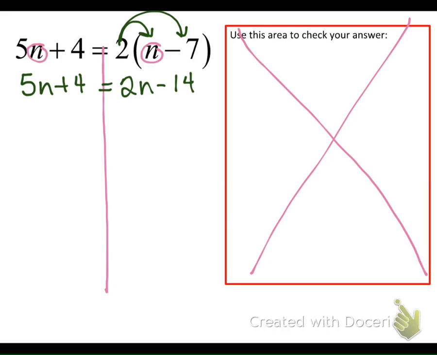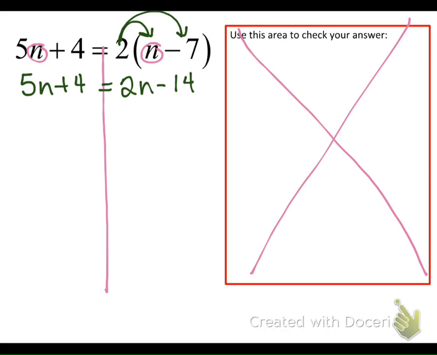The next step then, after I distribute, is to see if I can combine like terms. I'm going to look on my left side. Nope, can't combine like terms. I'm going to look on my right side of my equation. Nope, can't combine like terms. So I'm finished with step 1. I'm going to move on down to step 2.